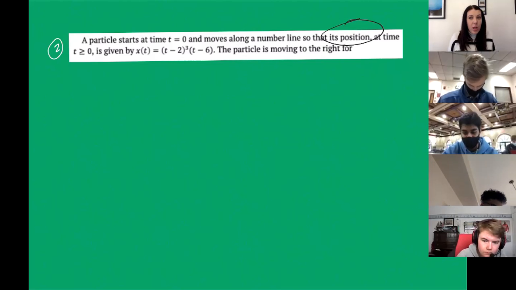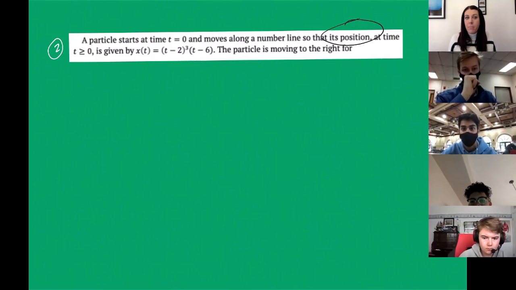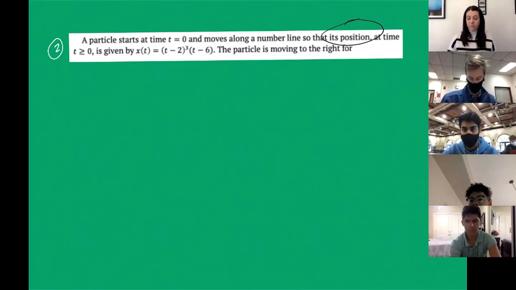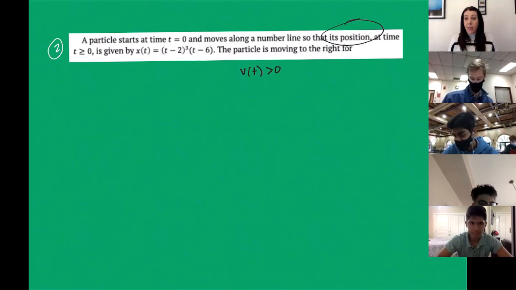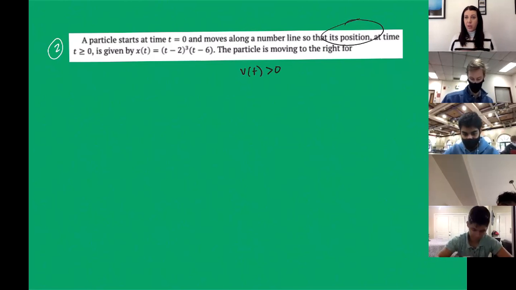One, in what circumstance would a particle be moving to the right? Would it be when velocity is positive? You're exactly right. When the velocity is positive, that's what we're looking for. Okay, if the velocity is positive, that tells me I'm moving to the right. If the velocity is negative, that tells me I'm moving to the left. Okay, that's what it is.